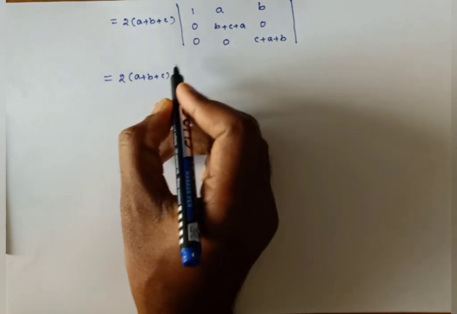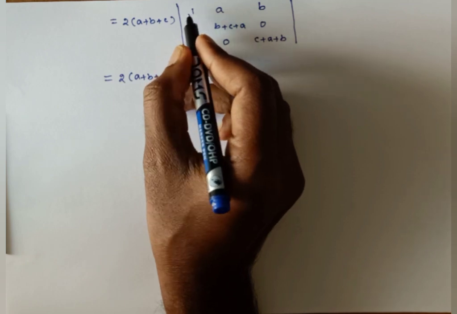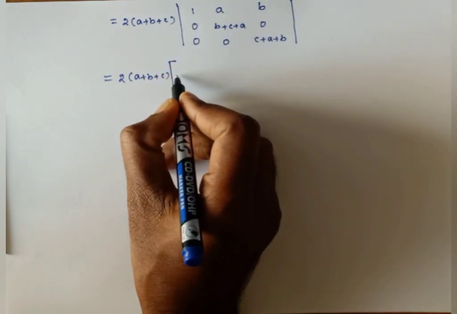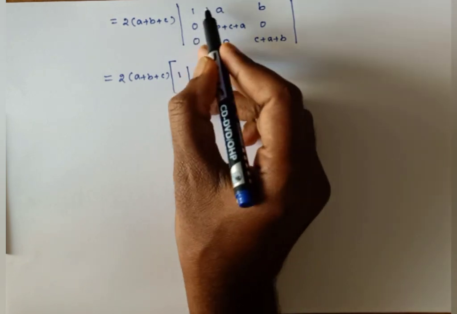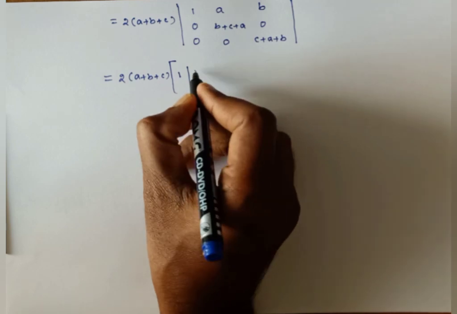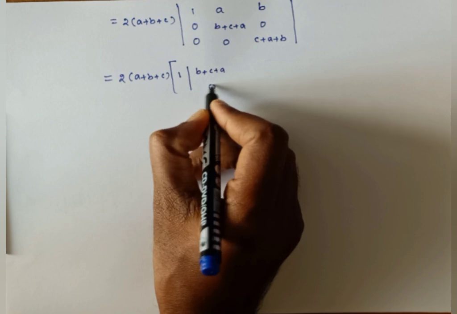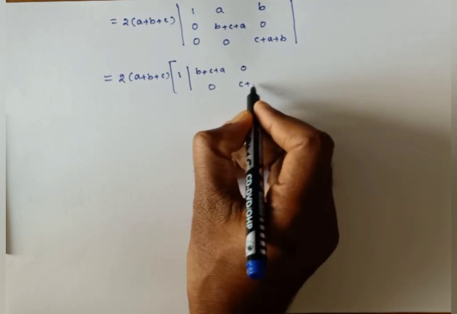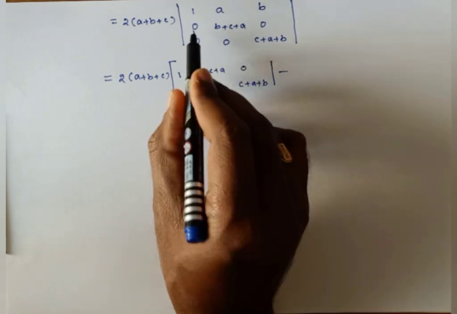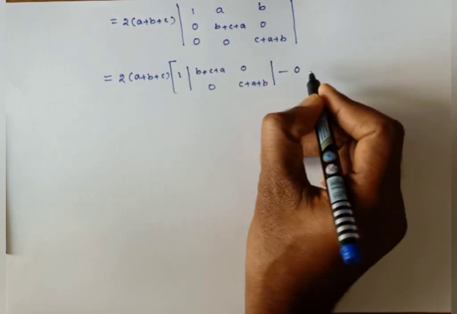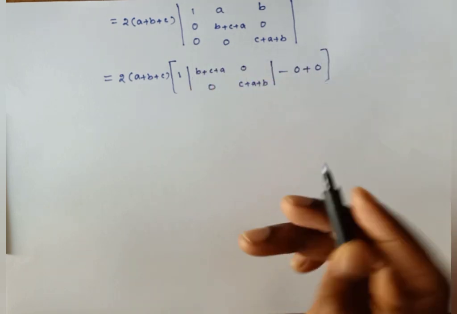This is a common part. Now, the sign of the first element of a 3 by 3 matrix is always positive, and here the element is 1 into the minor of this element. By deleting this row and column, we get the elements B plus C plus A, 0, 0, C plus A plus B. Next, minus 0 into something, so it is 0, plus 0 into something, that is 0.